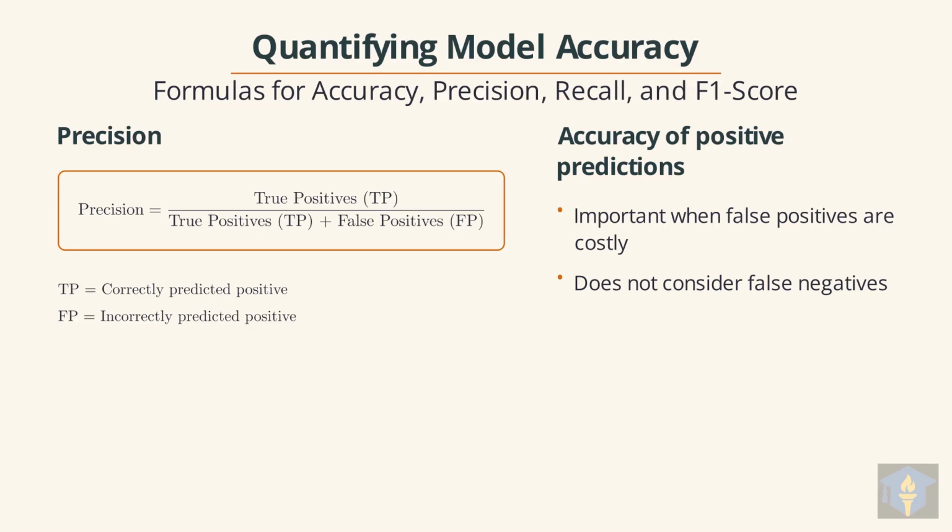This metric is particularly important when the cost of making a false positive prediction is high. Keep in mind that precision does not take into account the false negative predictions.